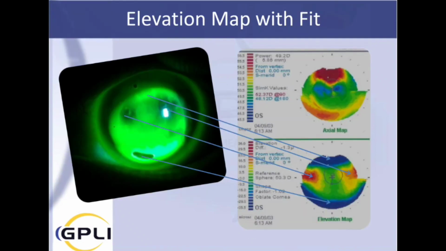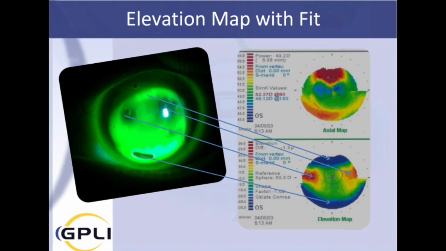This contact lens fit demonstrates the difference between the axial map and the elevation map. If you were to look at the axial map, centrally it looks like the patient is flat, which may be assumed to be low, and that both superiorly and inferiorly on the axial map, the red spots might be assumed to be high. Remember that the axial map just depicts rate of change.